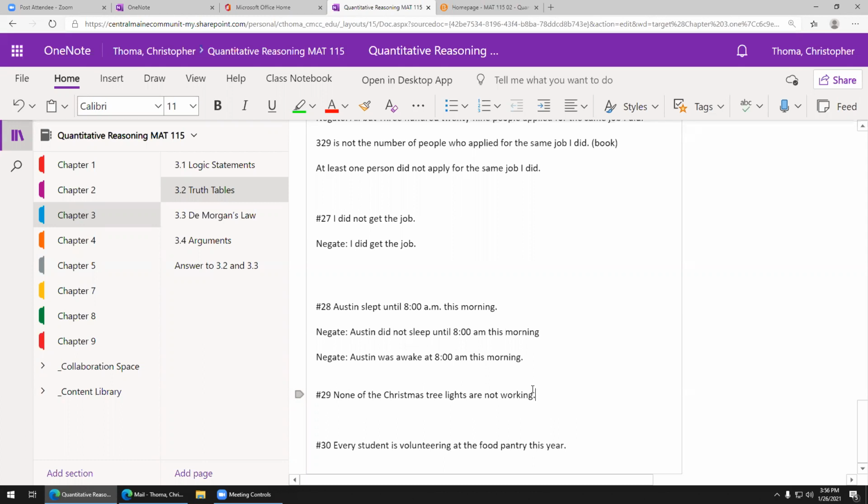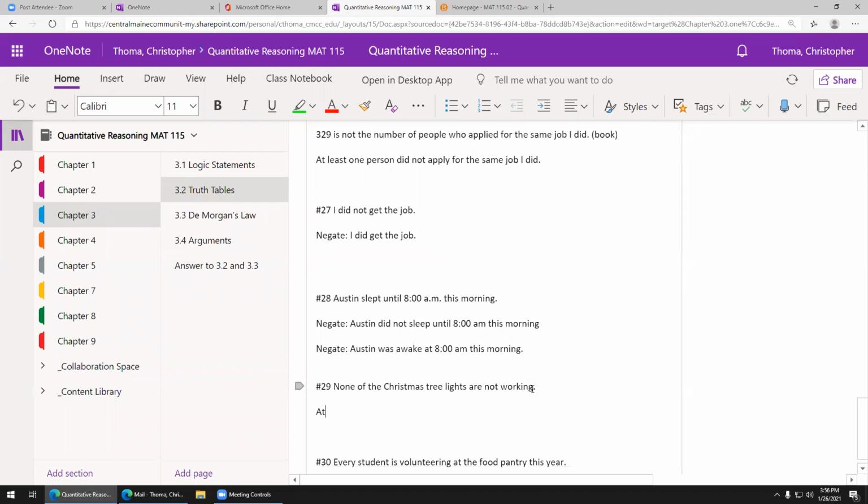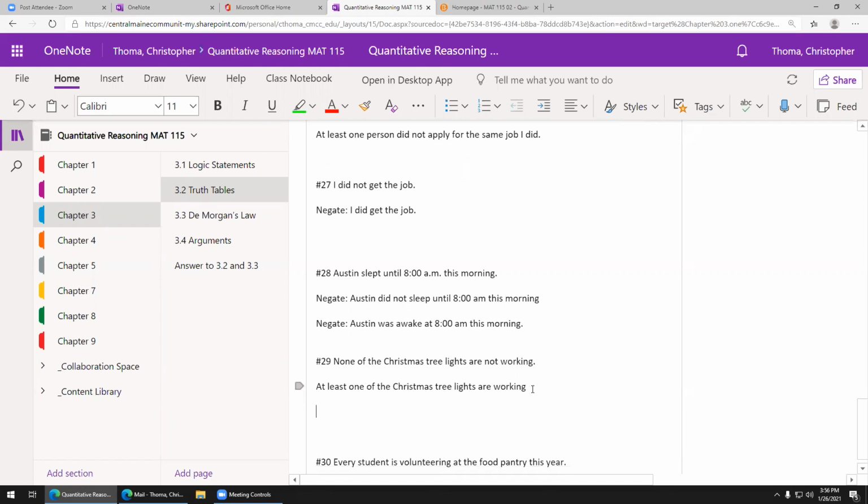That is close, but it's not the complete opposite. None of the Christmas tree lights are not working. All I need is what? One. I only need one of them to work. I don't need all of them to work to be the opposite. I need one. So this is my favorite one. At least one of the Christmas tree lights is working. There's multiple ways to write this one. Another one could be what?